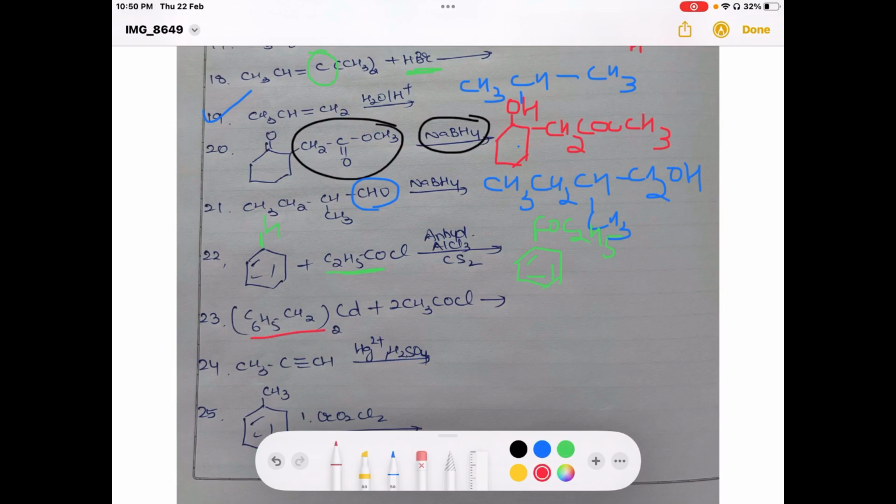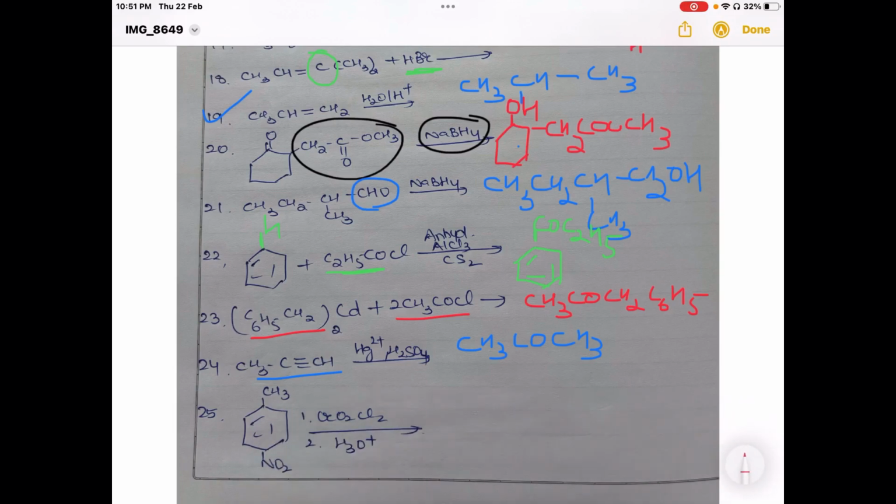Next, dialkyl cadmium with acetyl chloride. This results in the formation of the ketone CH3COCH2C6H5. Next reaction is an oxymercuration-demercuration reaction. It is basically a class 11 reaction in which a proton shift takes place. So this results in the formation of acetone.